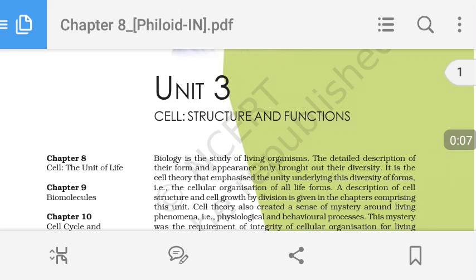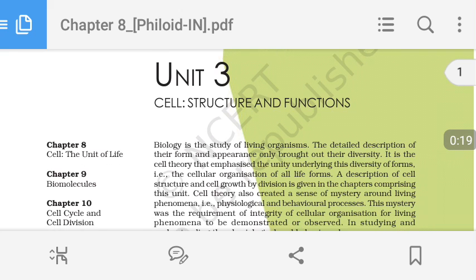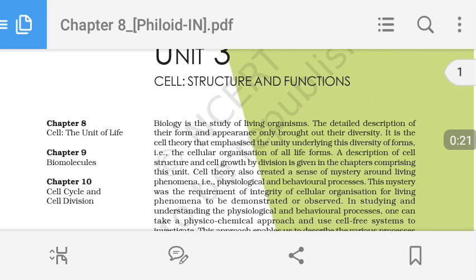Hello friends, my name is Dr. Ankit and in this lesson we will discuss Unit 3 of class 11th NCERT biology, that is Cell. This unit contains 3 chapters, that is chapter 8, 9 and 10: the cell, biomolecules, and chapter 10, which contains cell cycle and cell division. This unit is most important for your NEET examination because many of the questions are asked from this unit. So you need to study this thoroughly and understand.